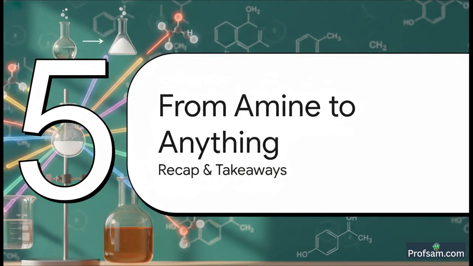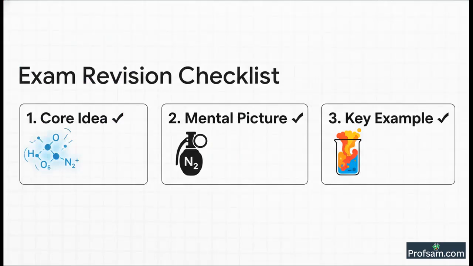Okay, we've covered a lot of ground today. We've gone from a simple amine to this incredibly versatile intermediate that can become almost anything. So let's quickly recap the key takeaways that you need for your exams. Here is your final revision checklist. Just 3 points. First, the core idea. Diazonium salts are unstable, reactive intermediates made from aromatic primary amines.